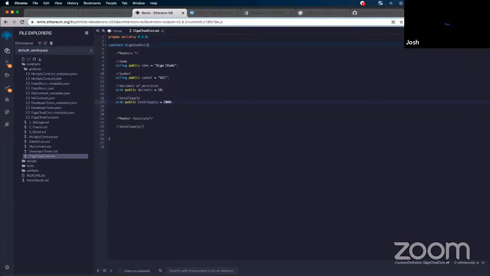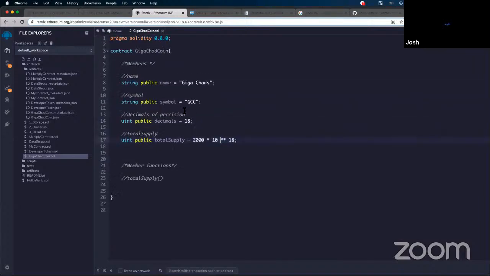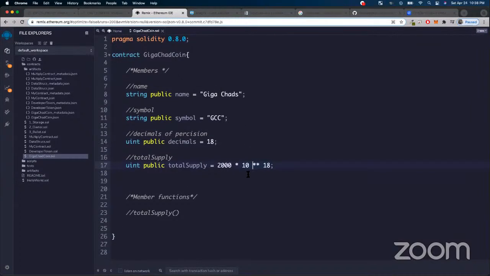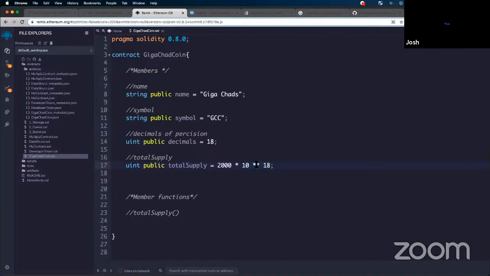Wait. Because of the decimals of precision, I think this needs to be 2,000 times 10 to the 18th power. Which, by the way, if you want to say to the power of, it's asterisk. You can't put a scientific number like 2e in Solidity, so we have to do asterisk. So this can be 2,000 times 10 to the 18th power.